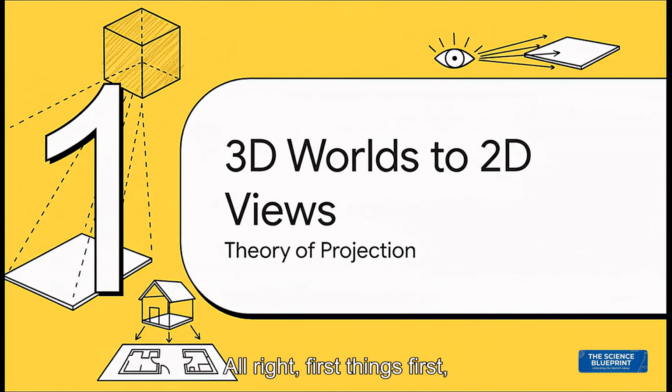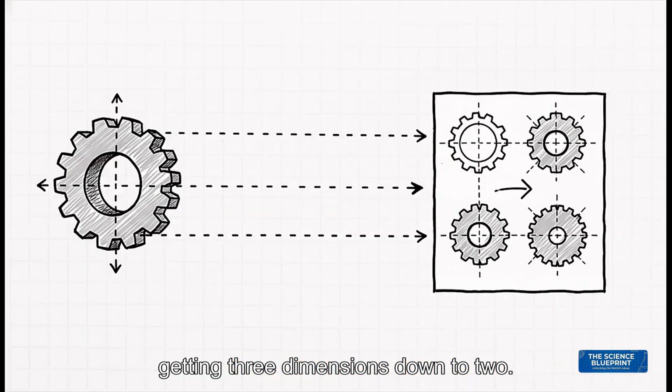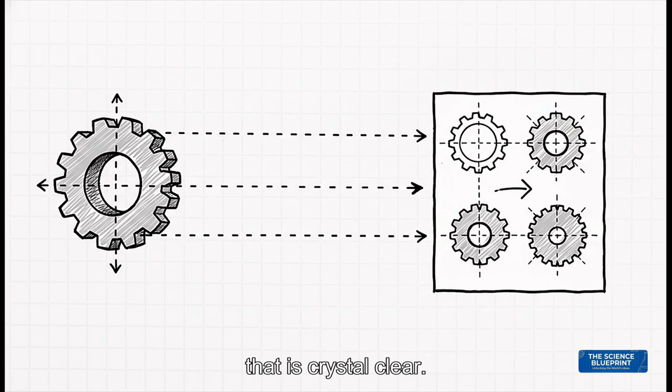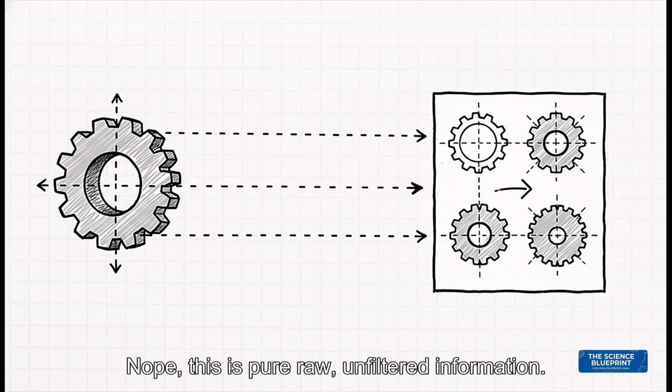All right, first things first. Let's tackle that huge, foundational problem, getting 3 dimensions down to 2. The whole mission here, the entire point of technical drawing, is to create a graphical representation of a 3D object that is crystal clear. We're talking zero ambiguity. This isn't an art class where you can have your own interpretation. Nope, this is pure, raw, unfiltered information.